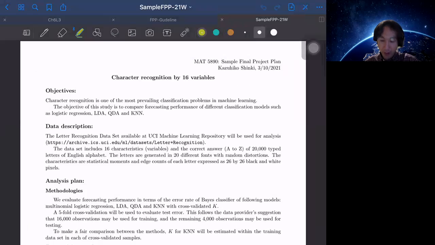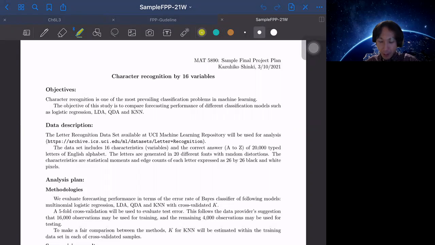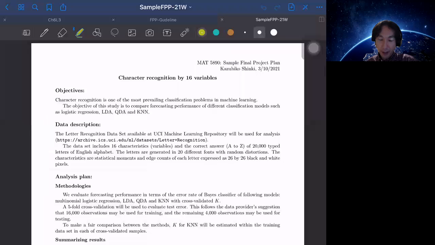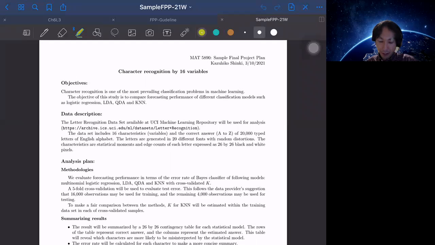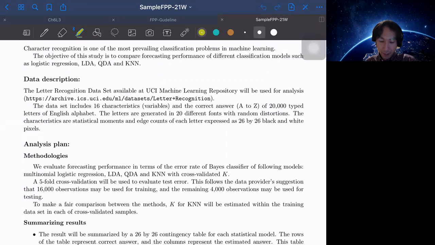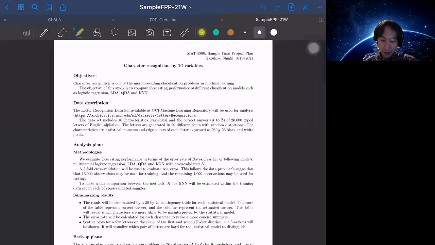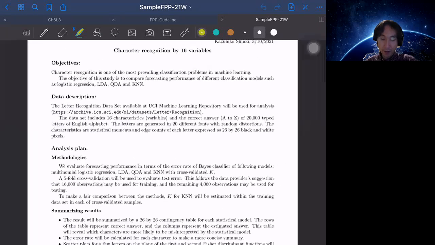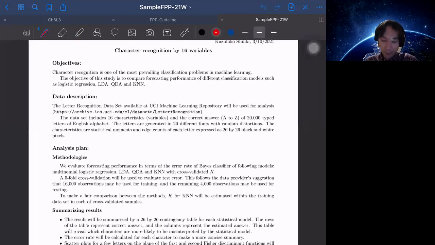This is a sample project plan based on a past project by a student, but I modified it a little bit. So, character recognition by 16 variables. We have the 26 letters in the English alphabet, so this is a categorization problem with 26 categories. So, a k equals 26 categorization problem.